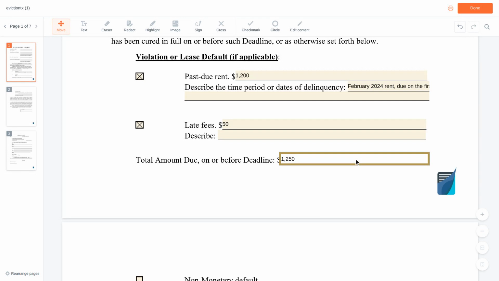For a no-cause eviction or to end a tenancy at will, you also need at least 3 days written notice to vacate before filing suit. For a lease violation, the required notice period is 3 days. If the property was purchased through foreclosure, the notice period is longer. You must give the tenant at least 30 days written notice to vacate.